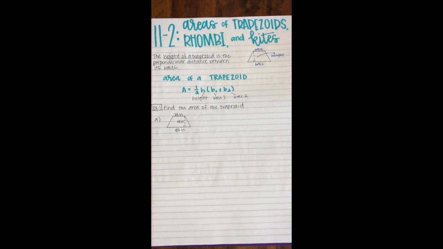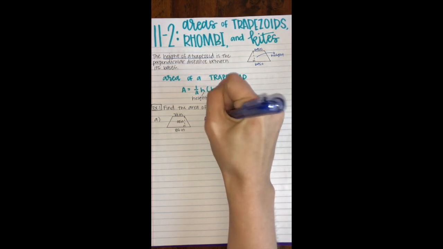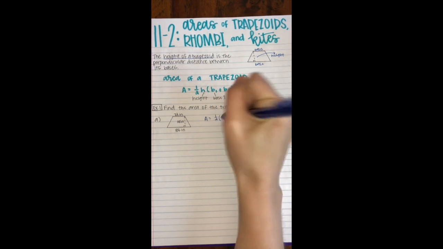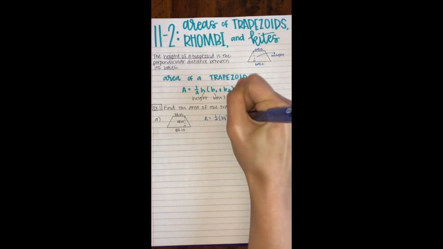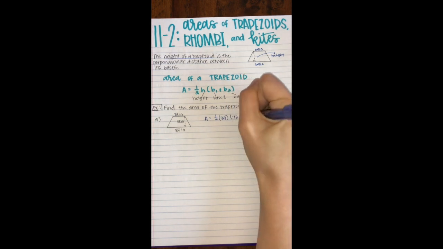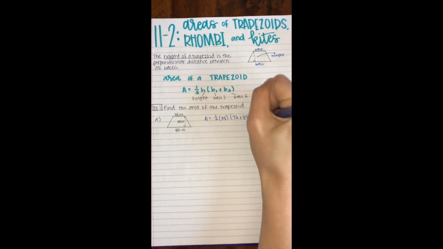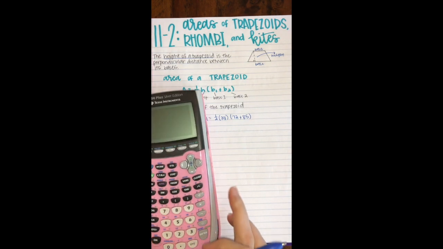Our formula is area equals 1/2 times the height times the sum of base 1 and base 2. If we're looking at our first example here, we have to find the area of this trapezoid. If we plug in, we have area equals 1/2 times the height, which is 38, times base 1, 72, plus base 2, 85. And then we can just type that into our calculator.